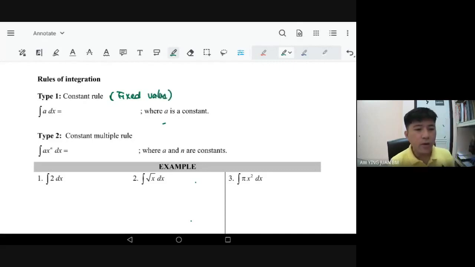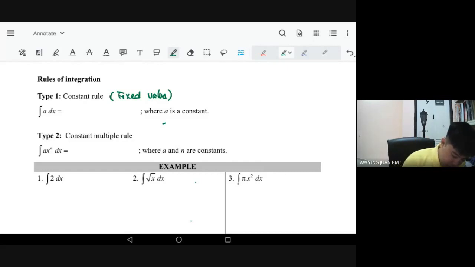Kalau you guna calculator, you tekan, confirm dia akan dapat jawapan yang sama. Saya tekan 7/2, memang saya akan dapat 3.5. You tekan pun sama, siapa-siapa je tekan pun akan dapat jawapan sama. So, itu diberi nama fixed value atau constant. So, bila kita jumpa constant, macam mana nak integrate?